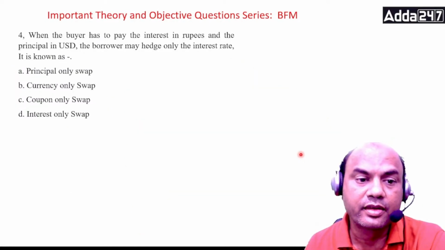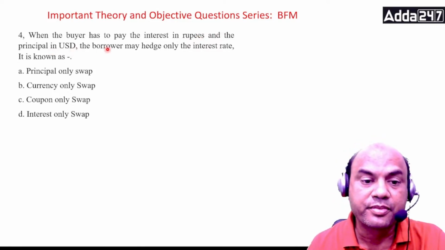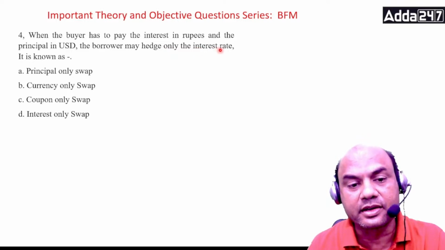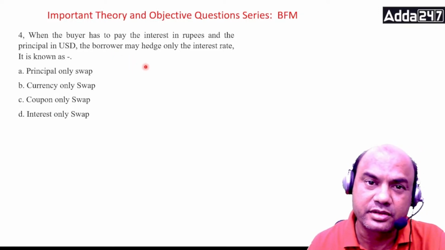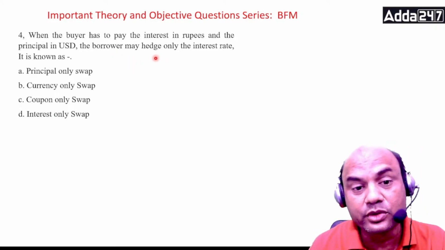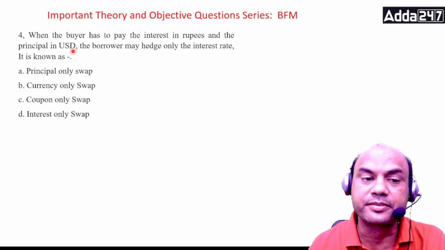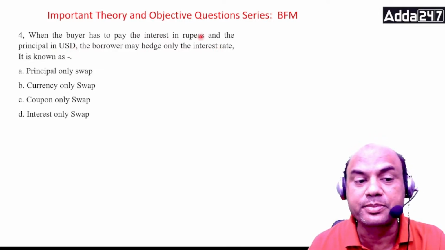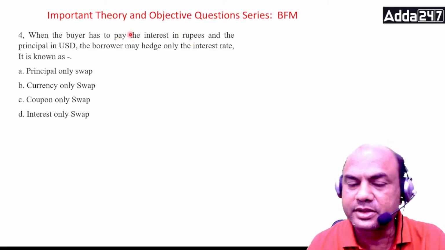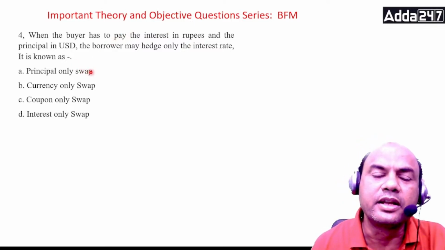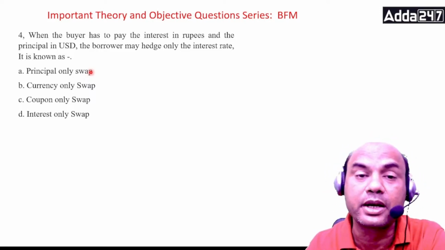Okay. When the borrower has to pay the interest in rupees, and the principal is in USD, the borrower may hedge only the interest rate. It is known as, just now I told you, interest only swap. The borrower has to pay the interest in rupees. Principal is in USD. The borrower may hedge only the interest rate. Means basically the principal is in USD. The interest should also be paid in USD. But no, it is said that interest you pay in rupees.